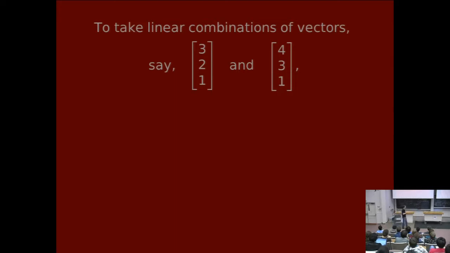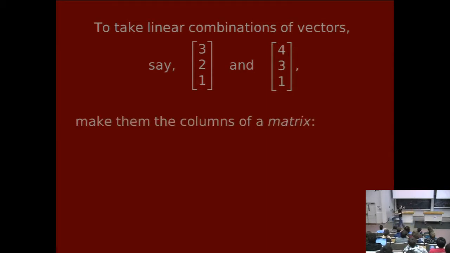Okay, let's say a little bit more about linear combinations. So say we have two vectors, 3, 2, 1 and 4, 3, 1. Here's how you can notationally take linear combinations of them. If you want to take linear combinations of, say, two vectors, make them the columns of a matrix. Okay, I'm not sure if you've seen matrices before, but it's like a box with numbers in it.